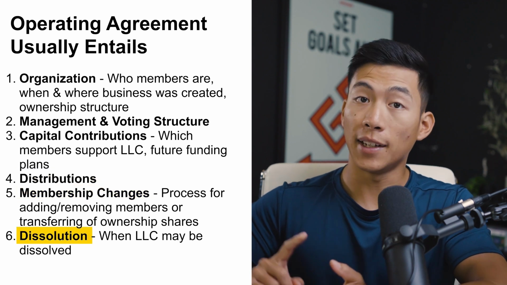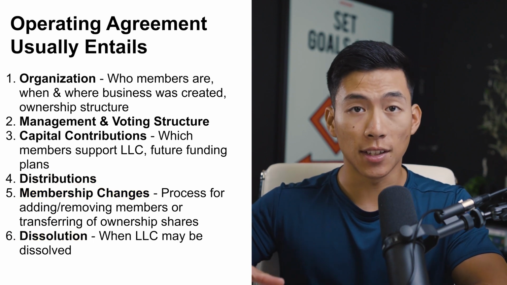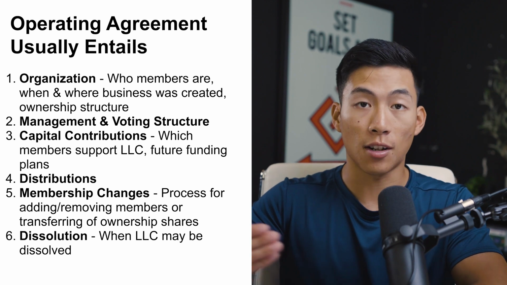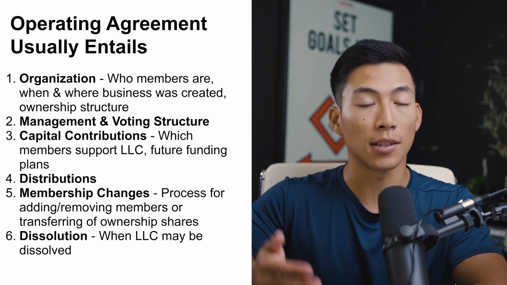Now, within the operating agreement, it usually entails the following: organization, management and voting structure, capital contributions, distributions, membership changes, and dissolution. So as you guys can see, this can get pretty complex as a new business owner, which is why we recommend using an online business formation service like Tailor Brands, like I'm going to show you later on.